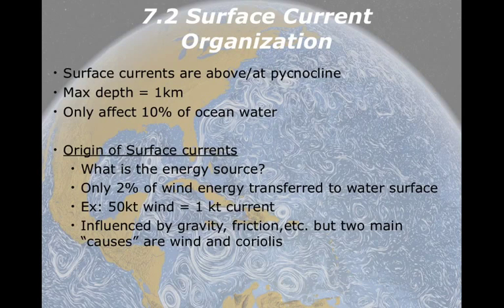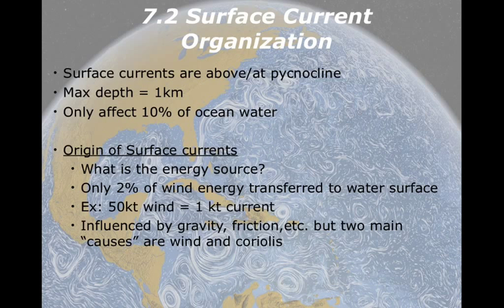Okay, so we're going to talk about surface currents from here on out. And the definition of a surface current, besides the other things about being a mass of water that's moving in a particular direction, is that surface currents have to occur above the pycnocline, or sort of at the pycnocline. And their maximum depth is typically 1 kilometer, or frequently way more shallow than that. 1 kilometer is 1,000 meters. That's going to be important when we talk about Ekman spiral.